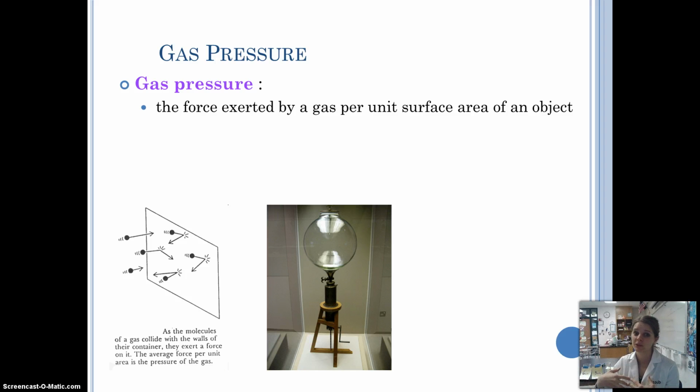Now, of course, you can hit the walls faster. That'd be a harder hit. That'd be a higher pressure. Or you can hit them slower, if you're a slower moving gas particle, and then you'd have less pressure because the gas is hitting less hard.